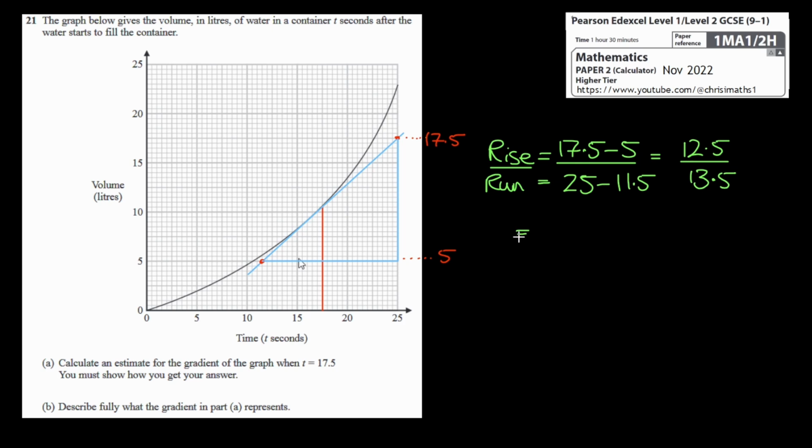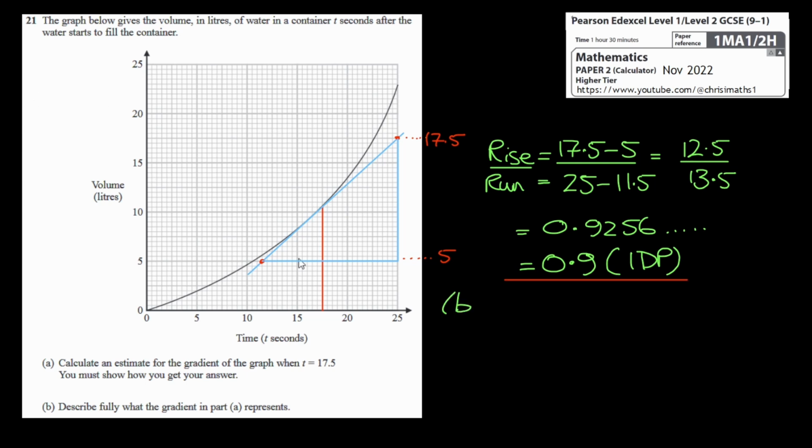If you pop that into a calculator, you'll get 0.9259, which is equal to 0.9, and that's to 1 dp. The exam will accept a range of answers.